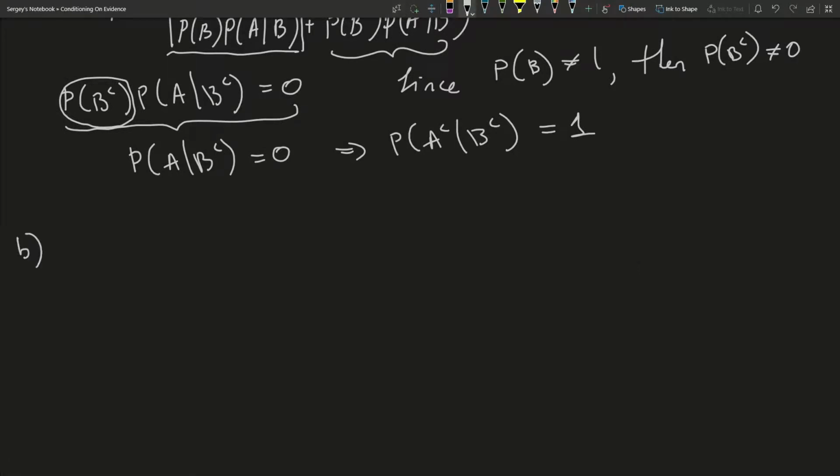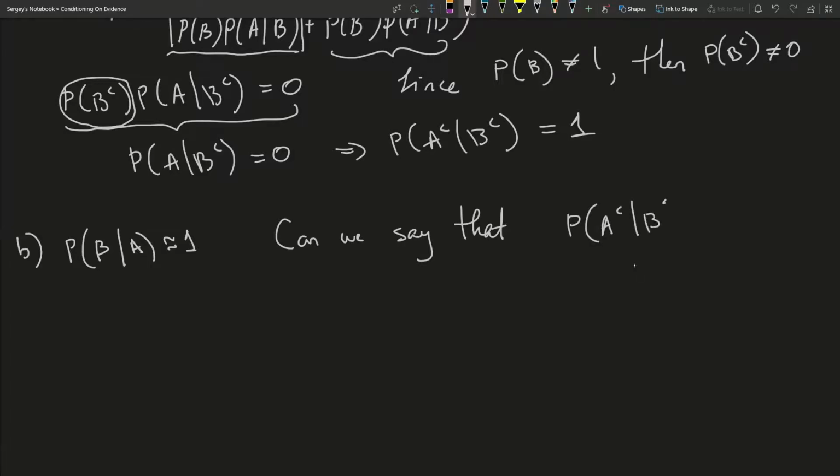Part B says, what if A does not imply B, but it almost implies B? So probability of B given A is almost equal to 1. Can we say that not B almost implies not A? Can we say that probability of A complement given B complement is almost equal to 1? So this is the question we need to answer. Can we say that?